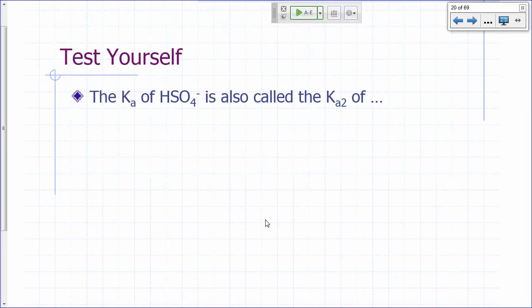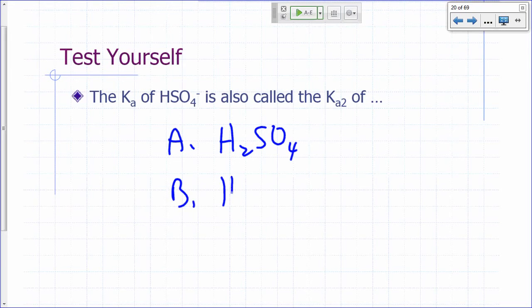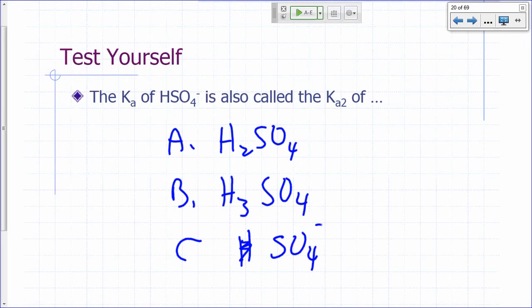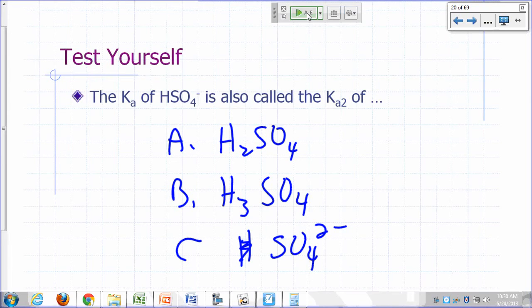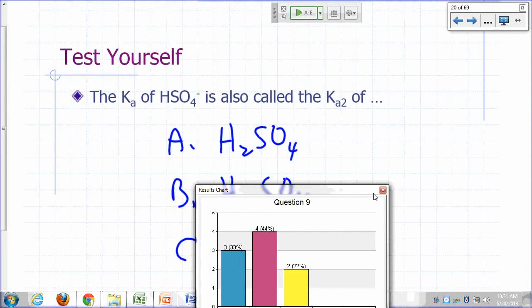All right. So Ka of HSO4- is also known as the Ka2 of what? Is it A, H2SO4, B, H3SO4, or C, SO4 2-? This is the second step for, oh, how quickly you forget.